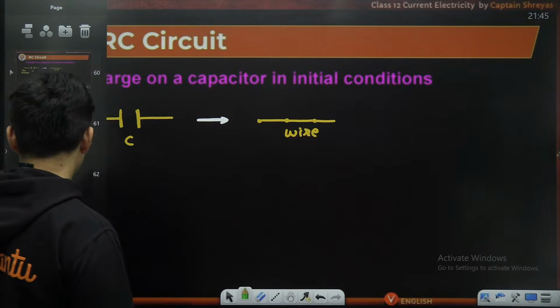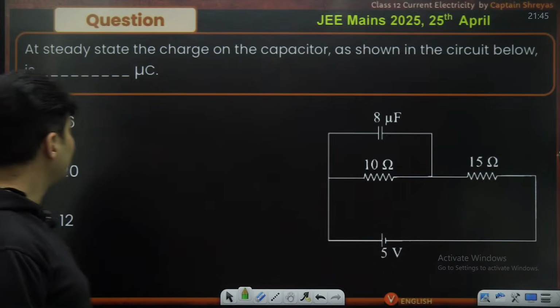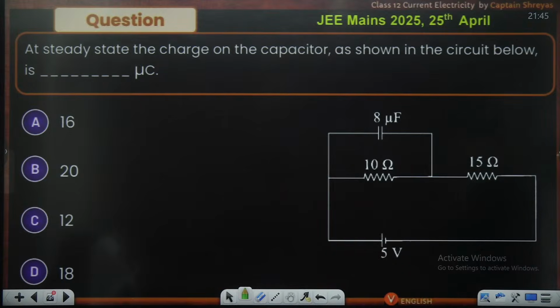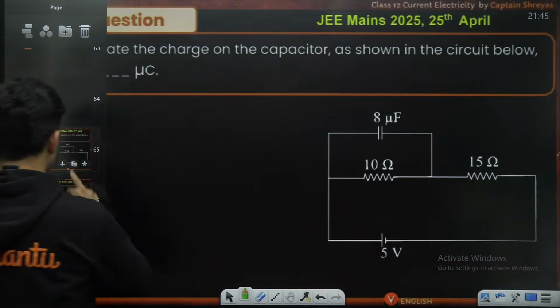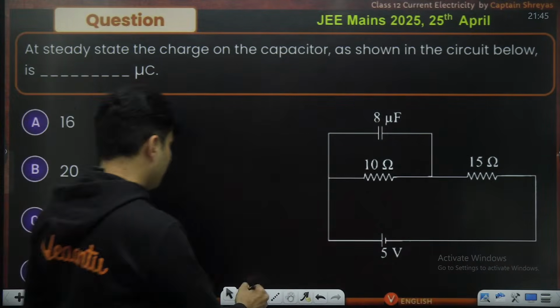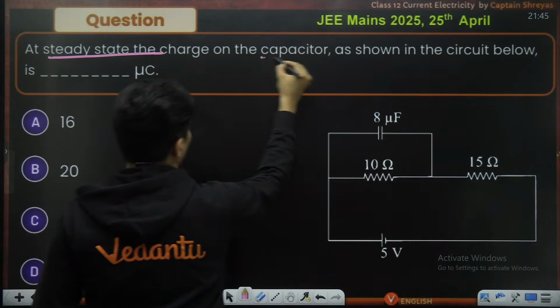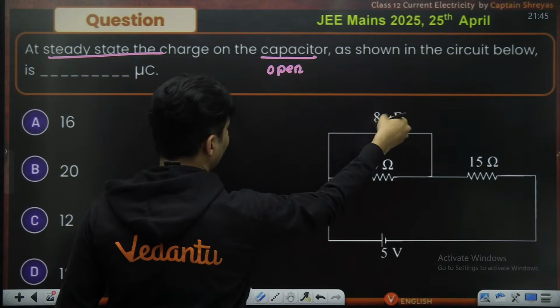Okay, perfect. Let's solve some questions coming up on your screen. Here it is. At steady state, the charge on the capacitor is how much? At steady state, what is the charge on the capacitor? Interesting. First of all, because it is steady state, I know one thing. This particular word is very important. Steady state. The capacitor behaves like an open circuit.